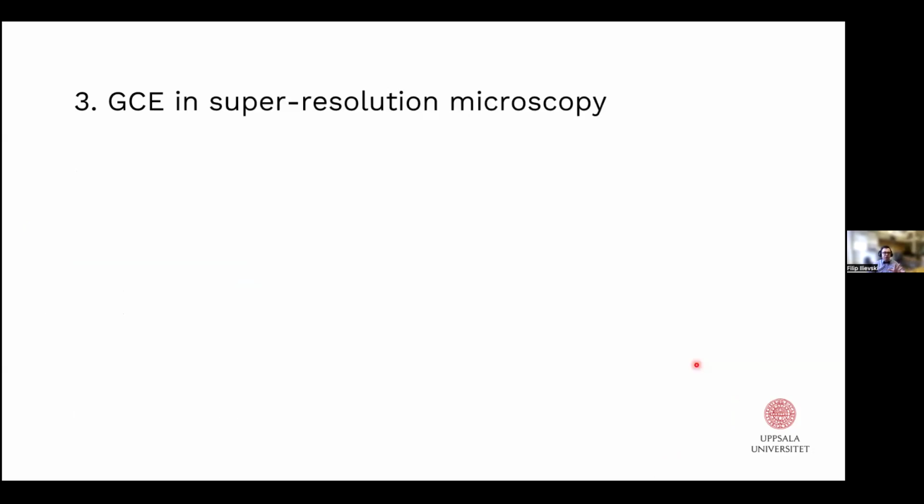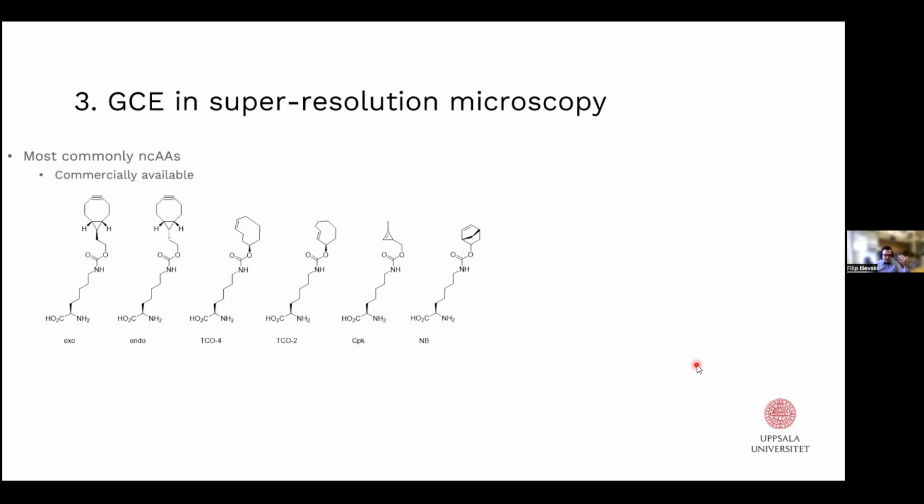Now, when it comes to microscopy, genetic code expansion depends on these chemical entities. And this is how these chemical entities look. All of these groups are reactive and can react with a partner. So these are recognized by the ribosomes. They get into the proteins and they react with different dyes.